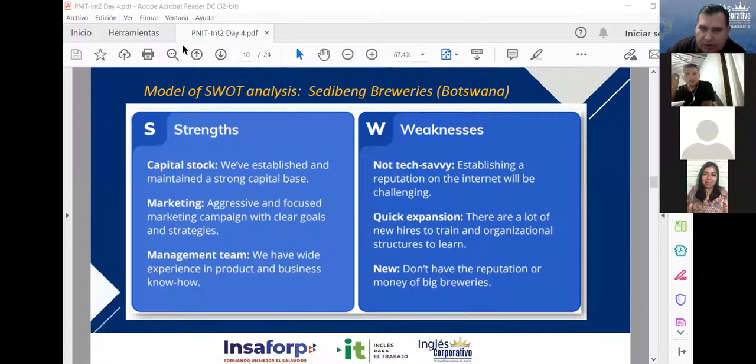With the quick expansion, the weaknesses are that there are a lot of new workers. So a lot of new workers means a lot of people that you need to train. So the old people will work well, but the new people need training. They will not work well if they are not well trained. So that's a weakness. Even though you are expanding quickly, so you say that that is an advantage. Yes, it's an advantage, but it's a disadvantage at the same time, because you have to offer them training.